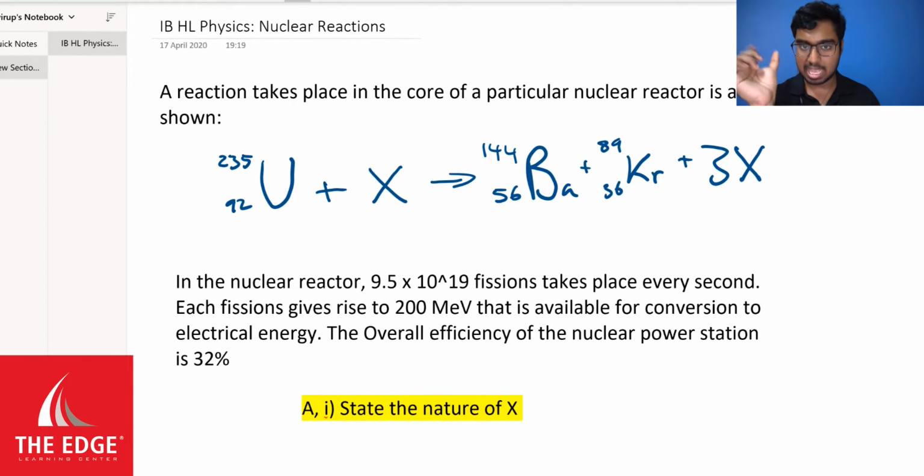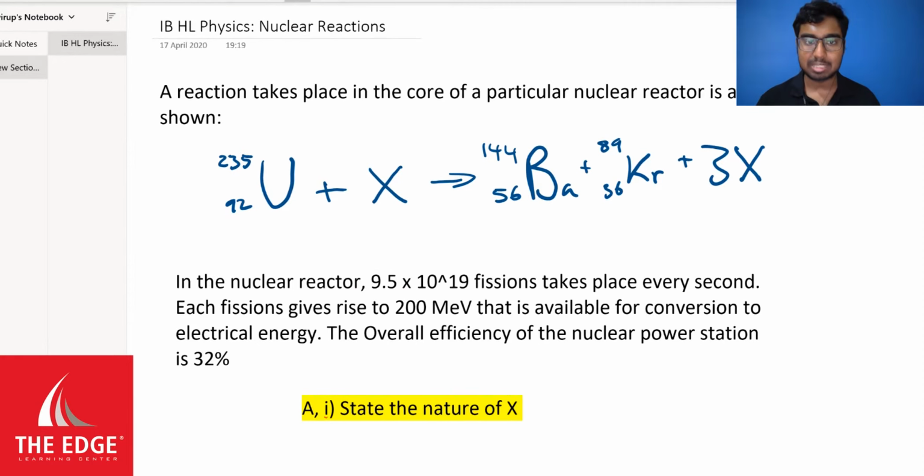Uranium-235 plus X, a particle which we will later find, produces barium-144 plus krypton-89, the same krypton, it's named after the same planet Superman came from, plus 3X, the same X as referenced earlier.